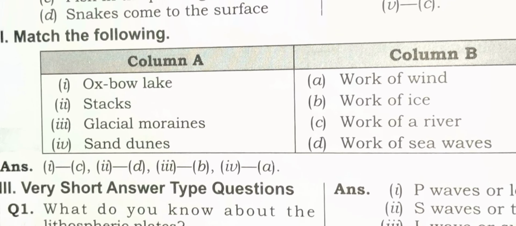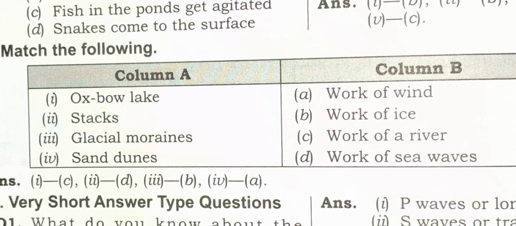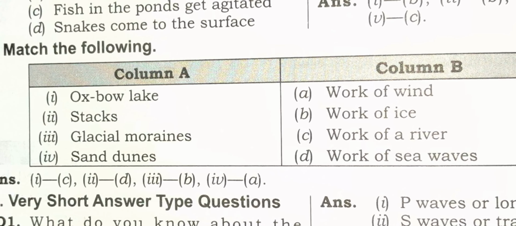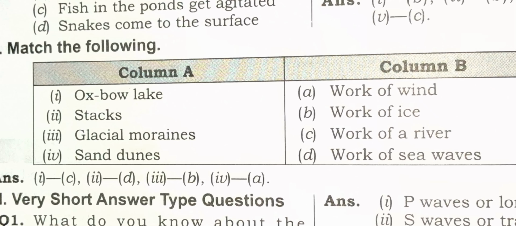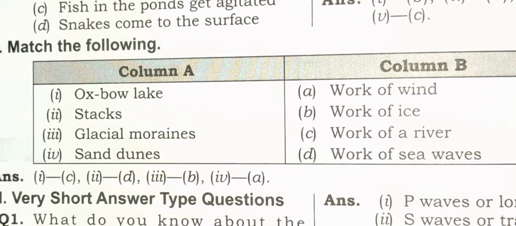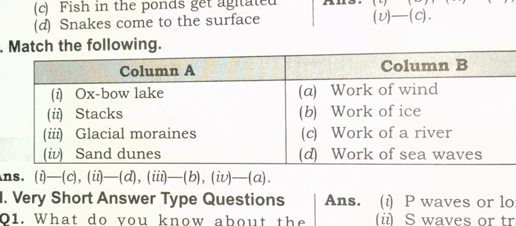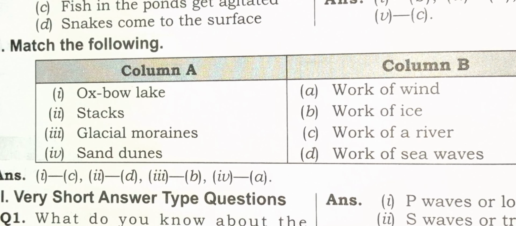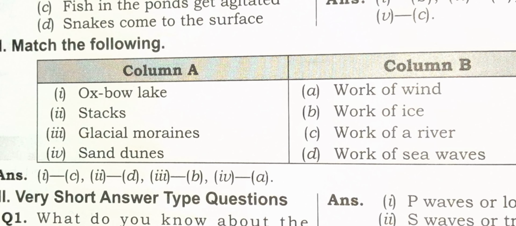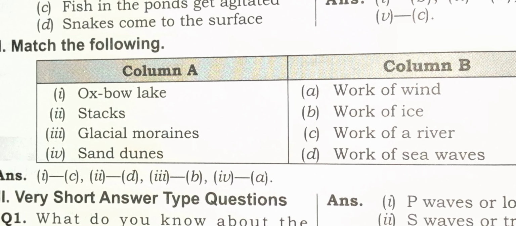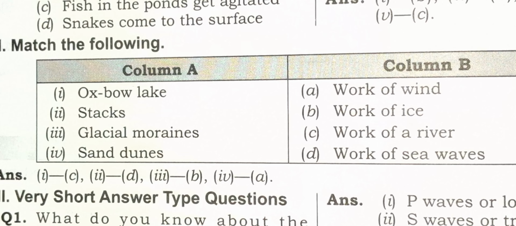Question 2. Match the following. Oxbow lake, Part C, work of a river. Stacks, Part D, work of sea waves. Glacier moraines, Part B, work of ice. Sand dunes, Part A, work of wind.